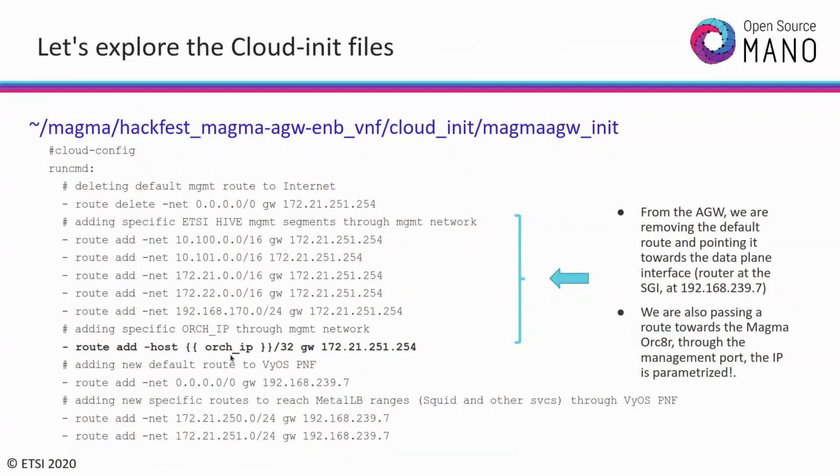If we want to learn about this further, what we are doing is we are deleting the default route to the default gateway of the ETSI management network from the VM, and we are adding just specific network segments to that gateway so that we can use the default route to point to the PNF, because we wanted the traffic of the access gateway to go not to the management, but to go to the data plane of our traffic.